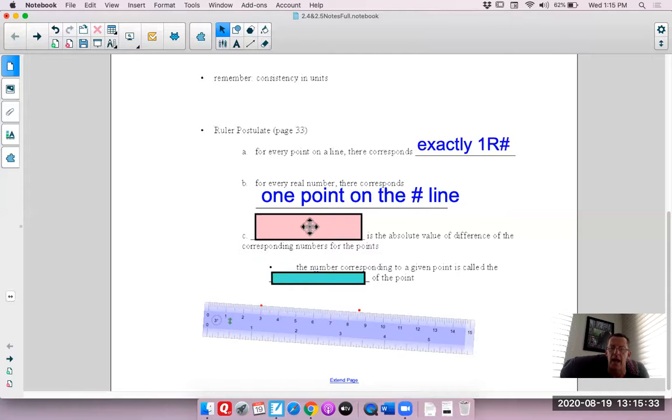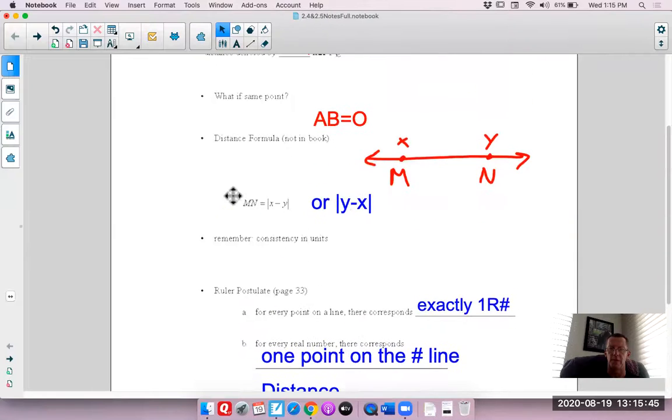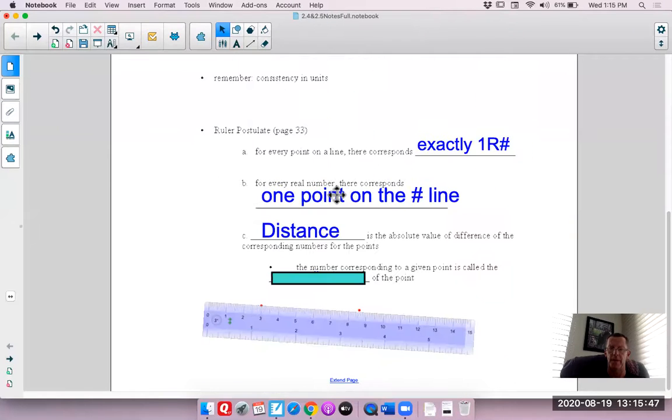All right, and blank is the absolute value of the difference of the corresponding numbers for the points. That would be what? Yeah, distance, right? Distance is the absolute value of the difference of the corresponding numbers of the points. Saw that right up here, distance formula. Okay. And the number corresponding to a given point is called, I already mentioned this, the coordinate of the point, okay? All right, so that's what the ruler postulate is saying.